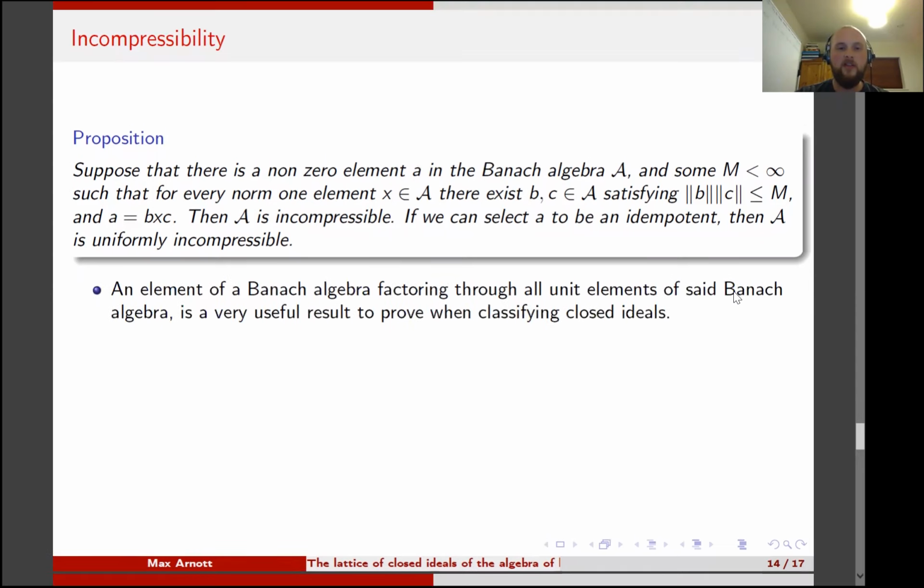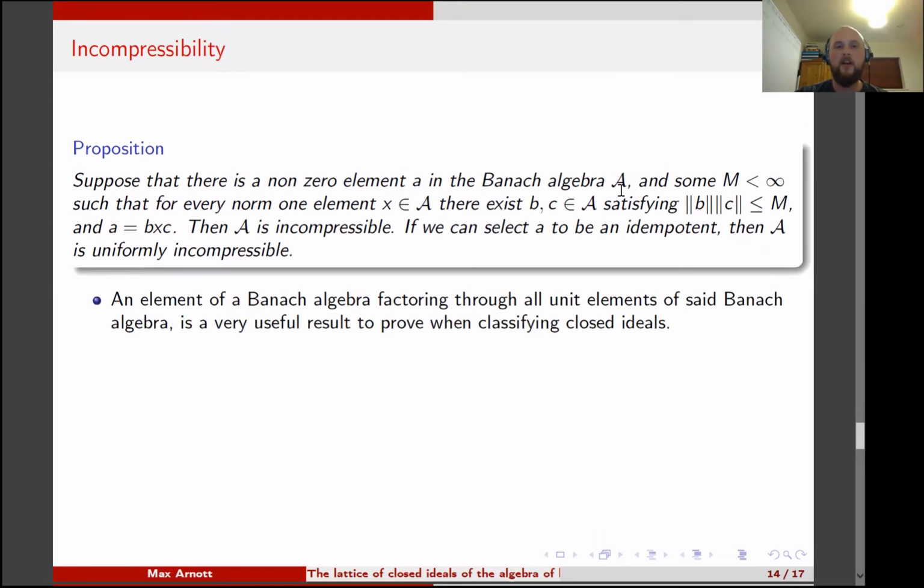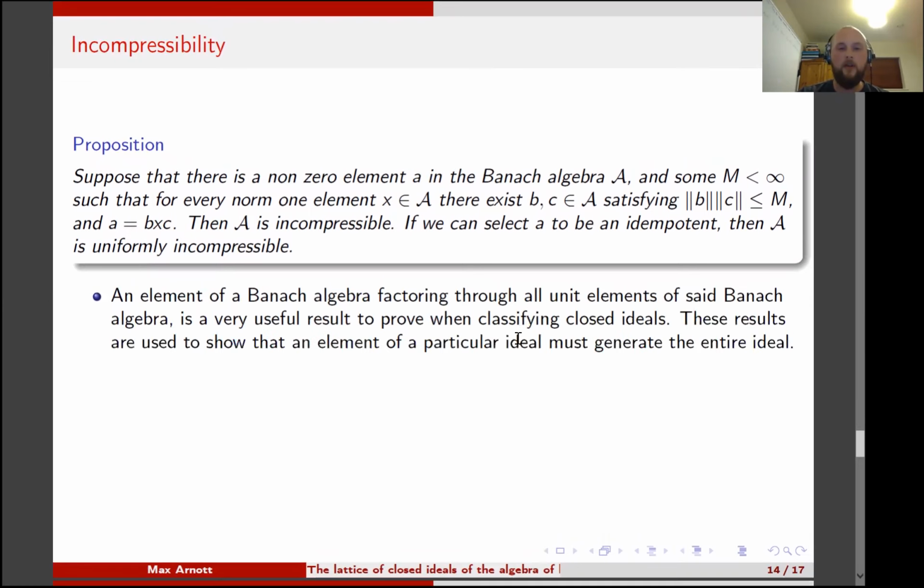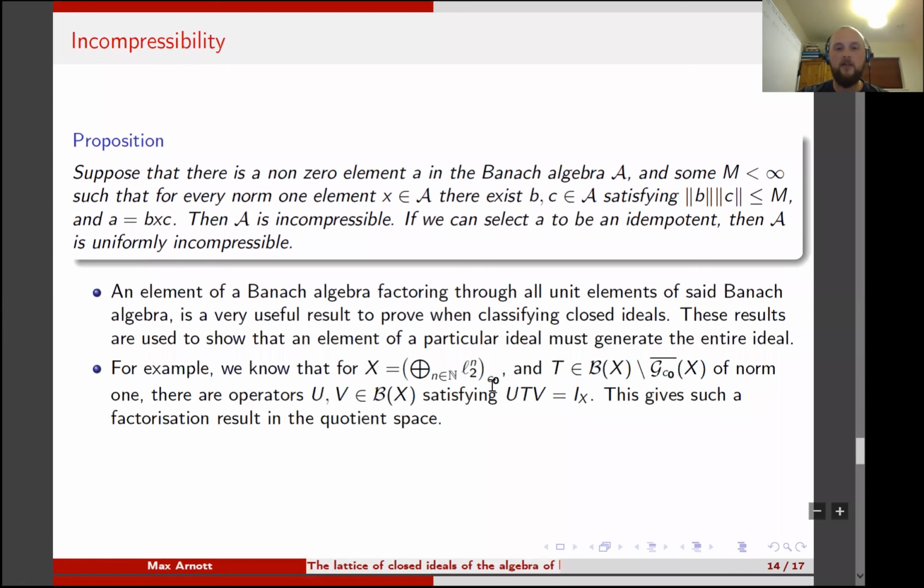So this is a very useful theorem to have because these kinds of factorizations exist. An element of Banach algebras factoring through all of the unit elements of the Banach algebra is really useful when classifying closed ideals. An example of it is when we take X to be our c naught sum of the finite dimensional Hilbert spaces: every operator which doesn't approximately factor through c naught, which is norm 1, the identity on this space factors through it. And this was used to classify the closed ideals of B of X, the bounded operators.